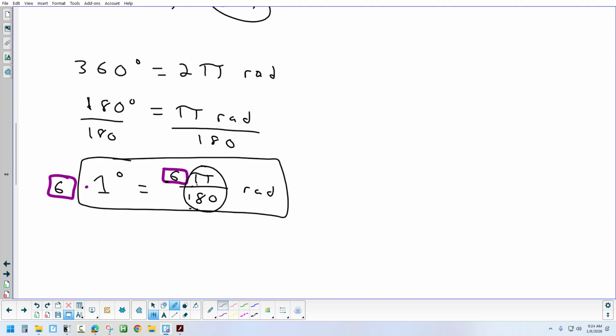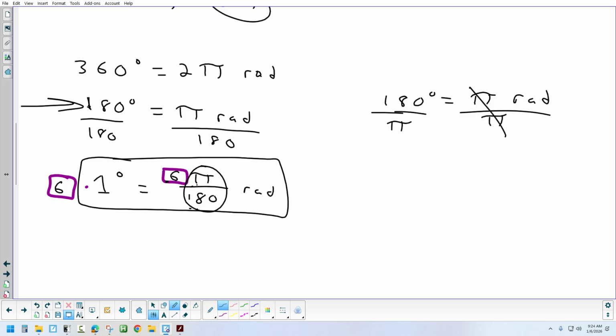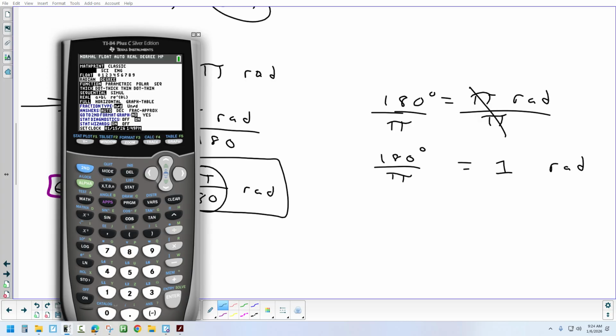So let's go back to the fact that we had right here, 180 degrees equals pi radians. And let's get a 1 on the other side. What would you divide each side by, to get a 1 on the right? Yep, divide by pi. Pi divided by pi cancels out and becomes 1. Now you've got a formula that says 1 radian equals 180 over pi degrees. So now I told you 1 radian was about 57 degrees.